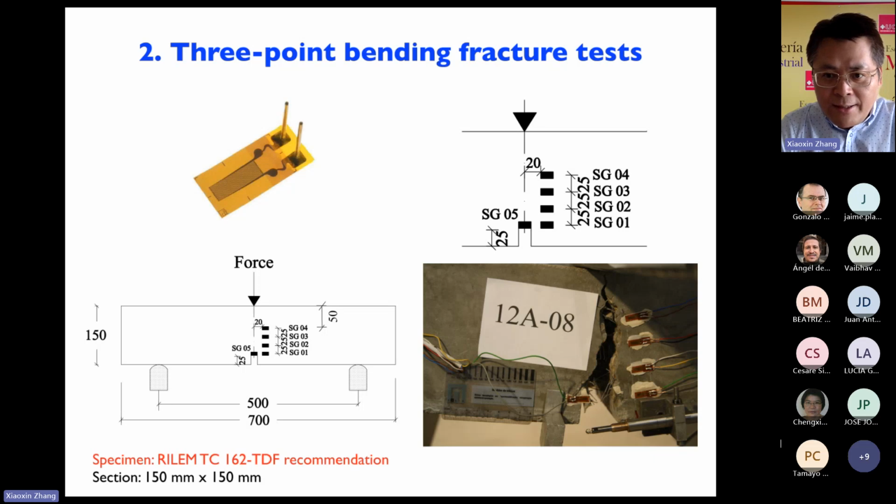And also we notice from this figure that we bonded the strain gauges 20 millimeter offline from the center. Why? From the photo right below, we can see that the crack path is not exactly straight. It is in fact a kind of curve. This is why we want to avoid the crack passing through the strain gauges SG01 to SG04, so we leave 20 millimeter from the center.